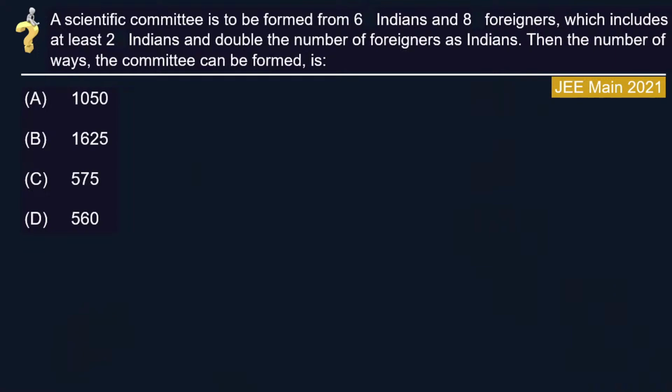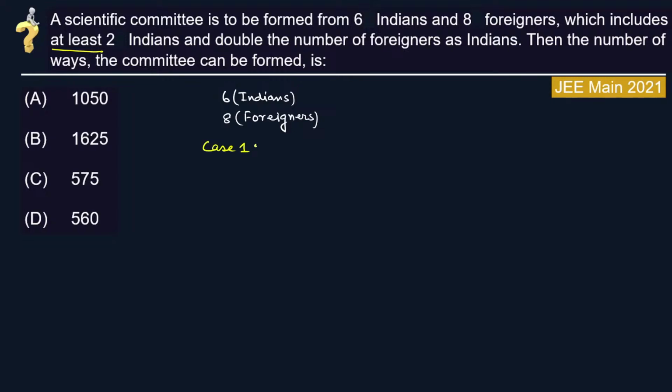So this question, which came in JEE Main 2021. A scientific committee is to be formed from 6 Indians and 8 foreigners. Which includes at least, be careful, at least 2 Indians. Means whatever group you are trying to form, at least 2 Indians should be there. And there is a condition for the foreigners to be included, that whatever the number of Indians involved in the group, the foreigners number will be simply the double of that. Is it clear? So now let us just find out the cases.